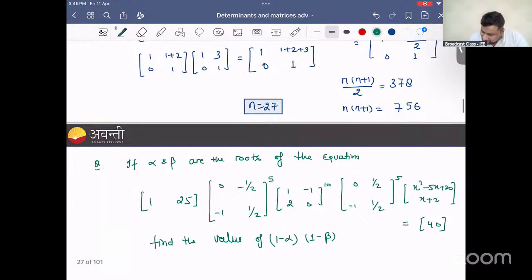This is basically minus 1 by 2. It is a small change. There, I changed it to minus 1 by 2.